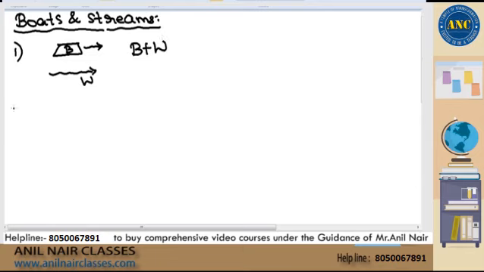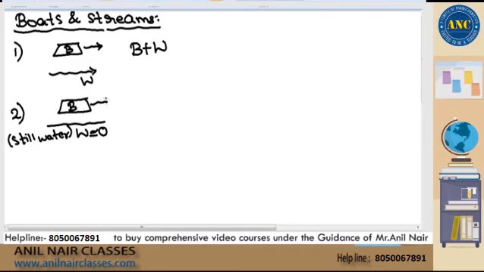Second scenario is water is not flowing. The speed of water is very negligible, approximately equal to 0. Such kind of water is called still water, right? Boat is alone trying to move in this direction and reach the destination. So if the boat is moving to reach the destination in still water, then the speed is nothing but B plus 0. It is B, right?